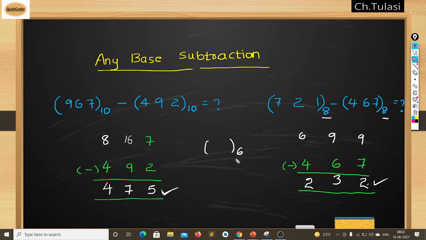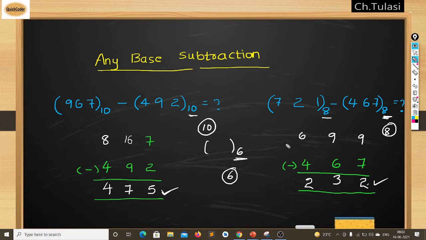If you're dealing with base 6 numbers, you will take the borrow as 6. If you're dealing with base 10 numbers, you will take the borrow as 10. If you're dealing with base 8 numbers, you will take 8 as the borrow. That's the slight difference for every base number subtraction. So let's get into coding.